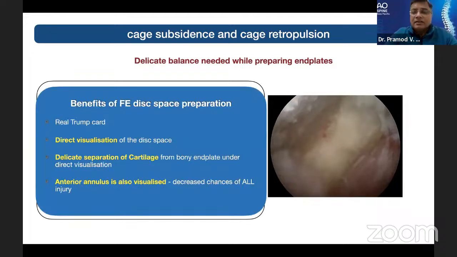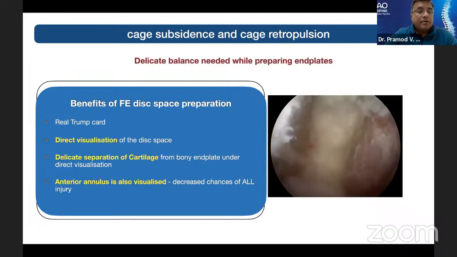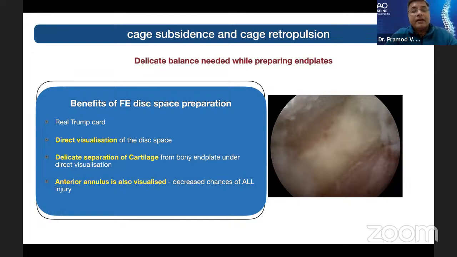So these are all the benefits offered by full endoscopic disc space preparation. It's a real trump card. It offers direct visualization of the disc space. There is a delicate separation of the cartilage from the bony plate, especially in osteoporotic patients. And the entry annulus is also visualized, which can prevent catastrophic complications.